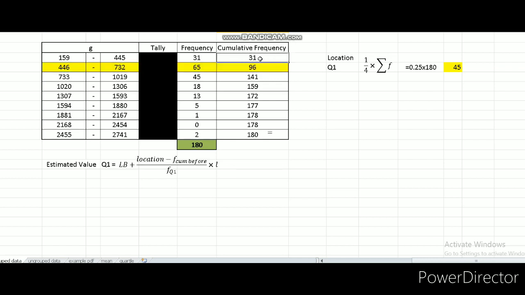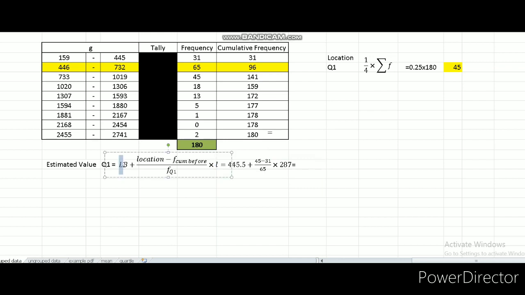The cumulative frequency before that group, 31. Then below it will be the frequency of the first quartile group, which is 65. And then it is multiplied by the length of the group, or the class interval. If you see before, what is the class interval? It is 187, I'm sorry. So let's put all of the data here.